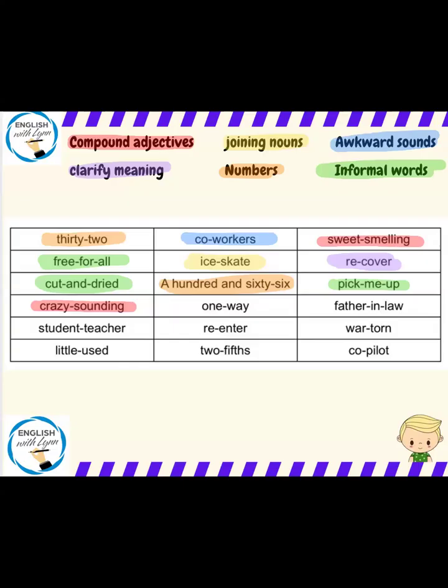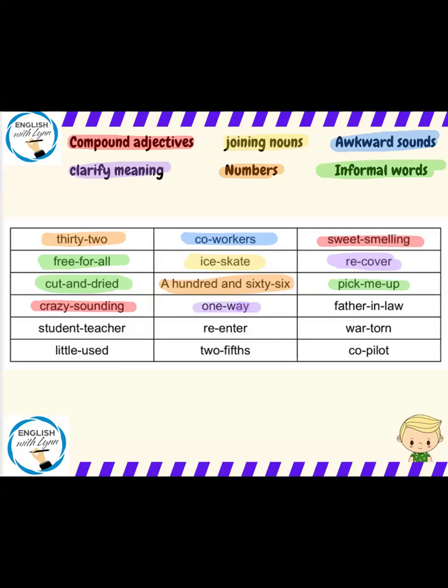Now the next one, one-way. So I've got the number one, but the rest of it isn't a number. So it isn't to show that it's a number. What it is actually doing, it is clarifying the meaning. So you might have a one-way street. So you would need the hyphen between the one and the way so that it clarifies what it means.